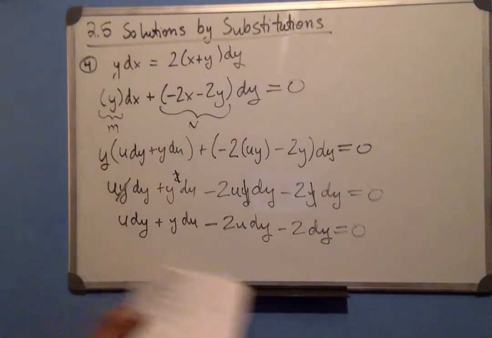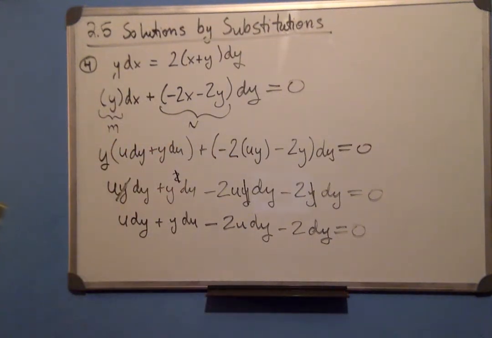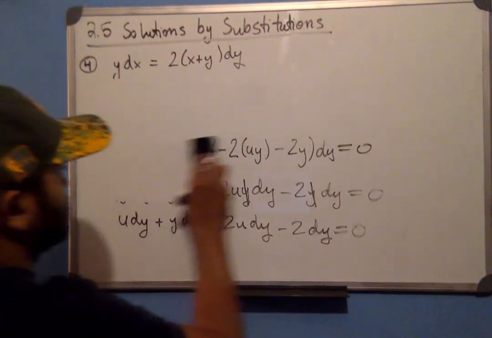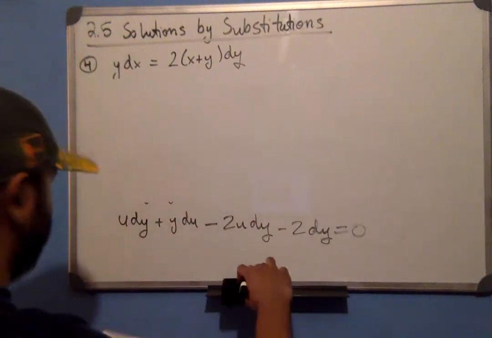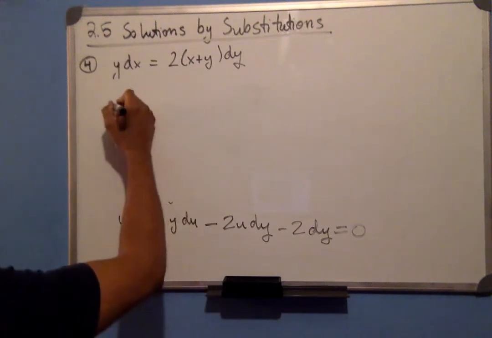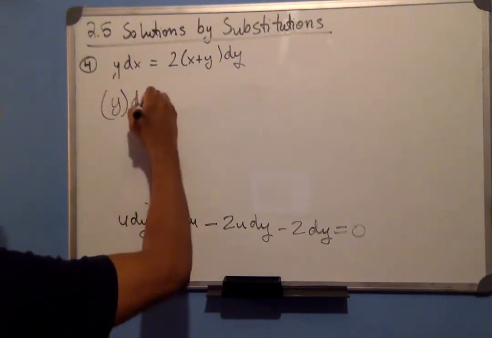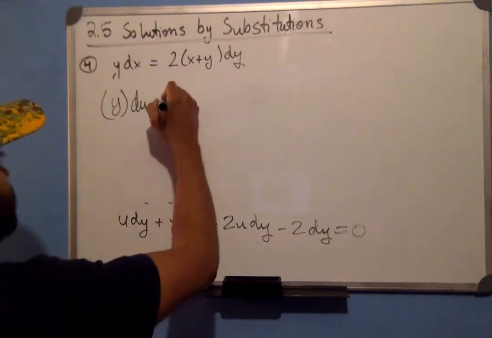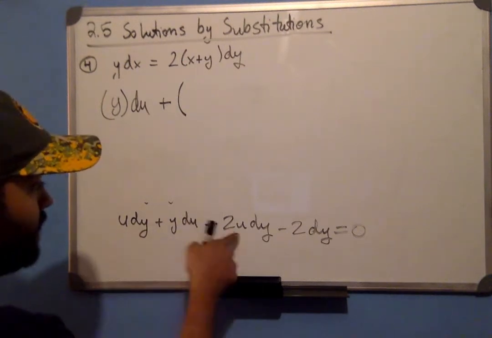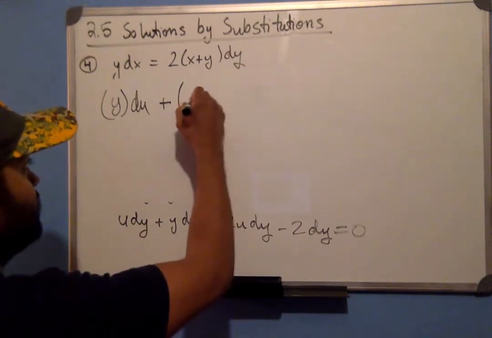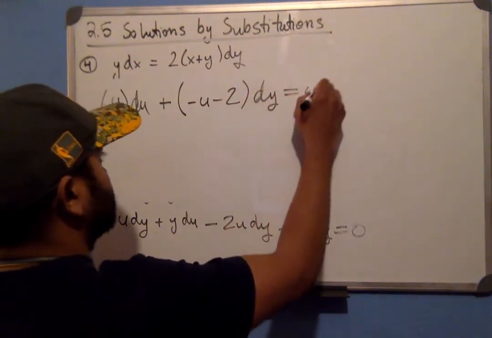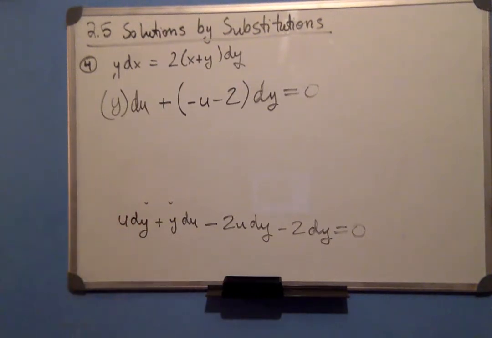Okay, so now that I have this new form over here, really simply, this becomes a separable equation. So let's erase this thing here, give us some space. Let's keep all of the dy terms together and all of the du terms together. So I could write this thing here as y times du, as it's the only term of du here, plus u dy minus 2u dy gives me negative u minus 2 dy equals 0.